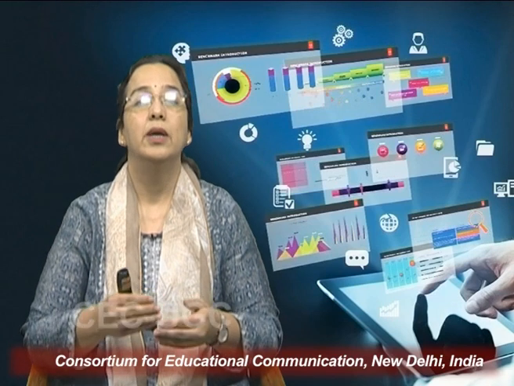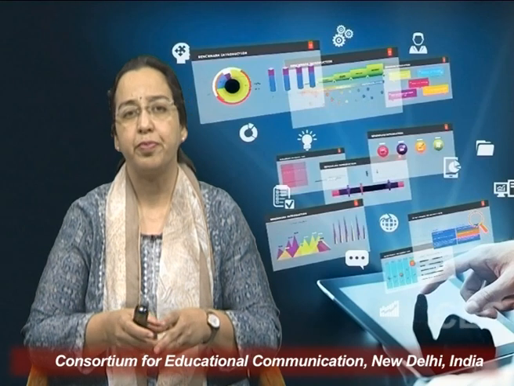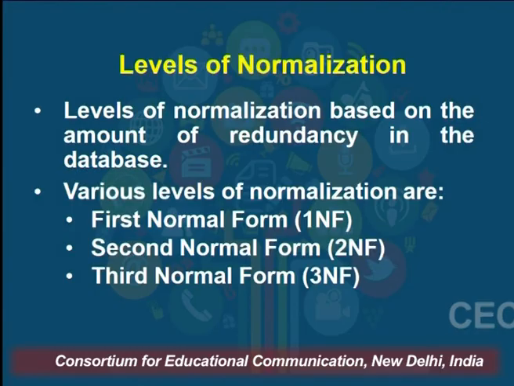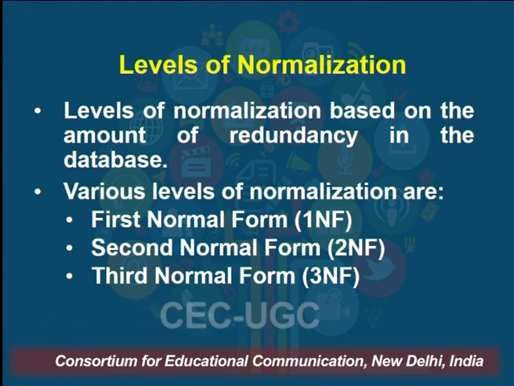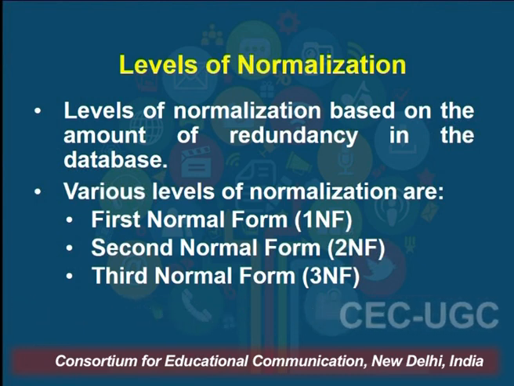So this is what we call normalization, and the objective here is to present a set of rules that tables and databases must follow to be well structured. We want our database to be well structured, and for that we have a set of rules. That set of rules comes under the umbrella of normalization. Basically normalization is presented as a sequence of normal forms, or levels of normalization as we also call them. These levels are based on the amount of redundancy in the database. So what are these various levels of normalization?